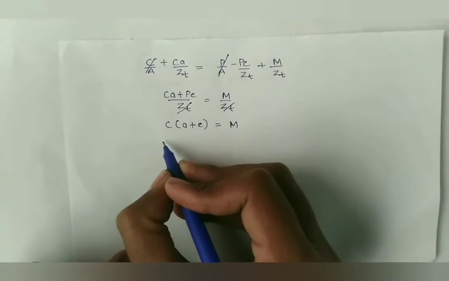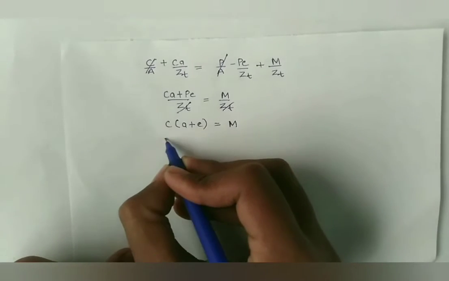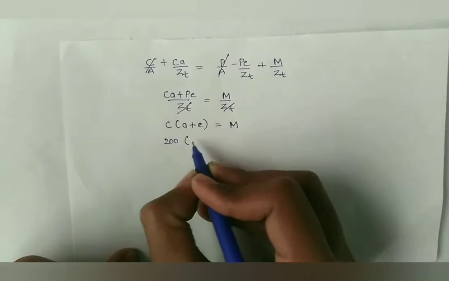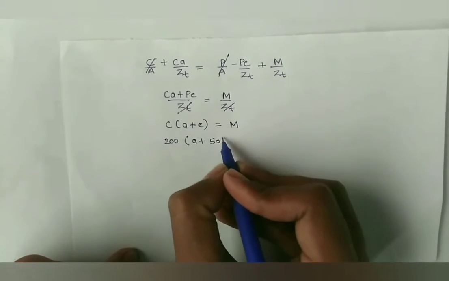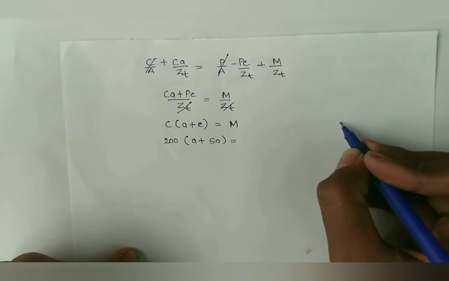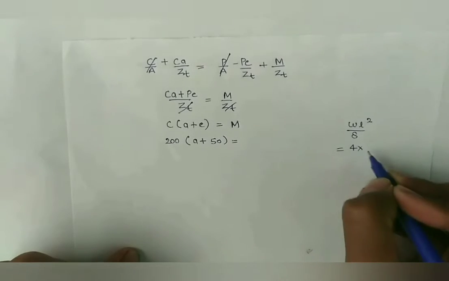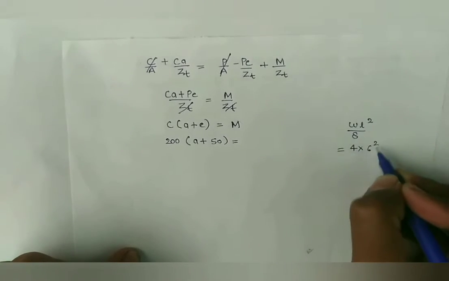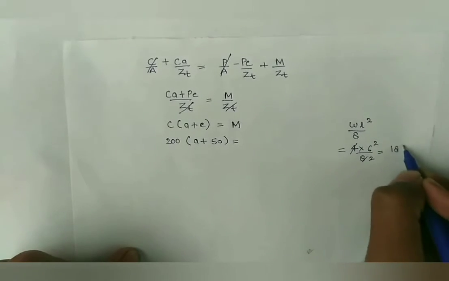The value of C is given as 200 kN, so I'll write here 200 into a. We have to calculate the value of a, and e is given as 50 mm. The value of M, moment at mid span due to the UDL, is WL square upon 8. W is given as 4, length is given as 6, so 4 into 6 square upon 8, 36 upon 2, which is 18 kN meter.